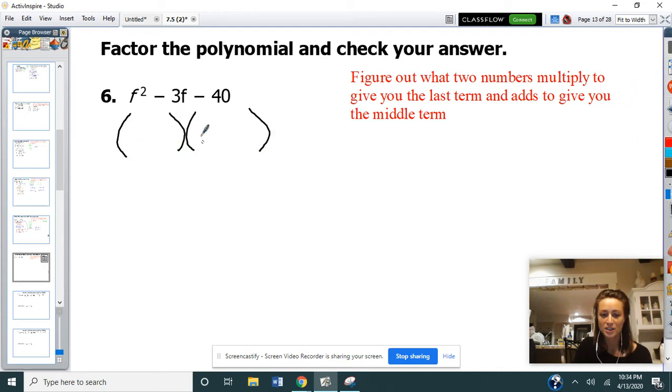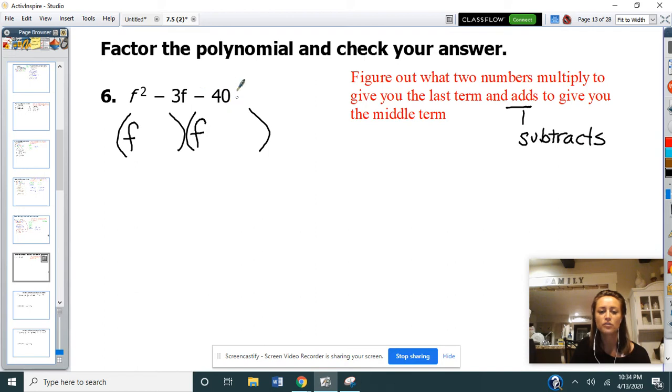The first terms have to multiply to give me f squared. Now we're using f. So what times what gives me f squared? Well, f times f gives me f squared. And what times what gives me -40, but adds to give me -3? Now remember, it could be adds or subtracts if we're talking about negatives here.